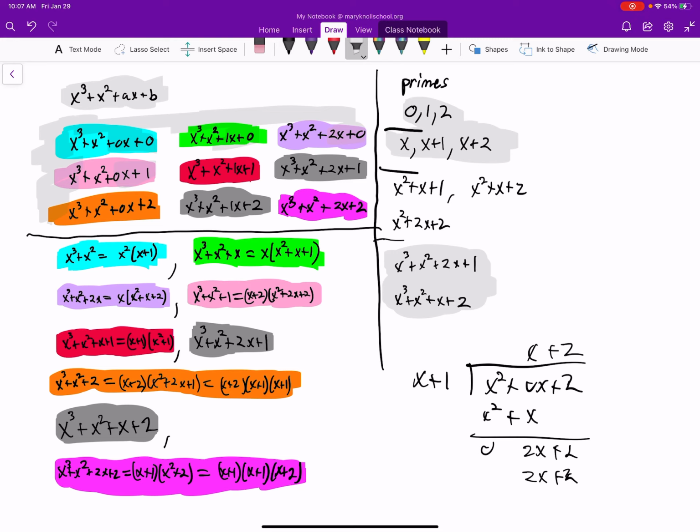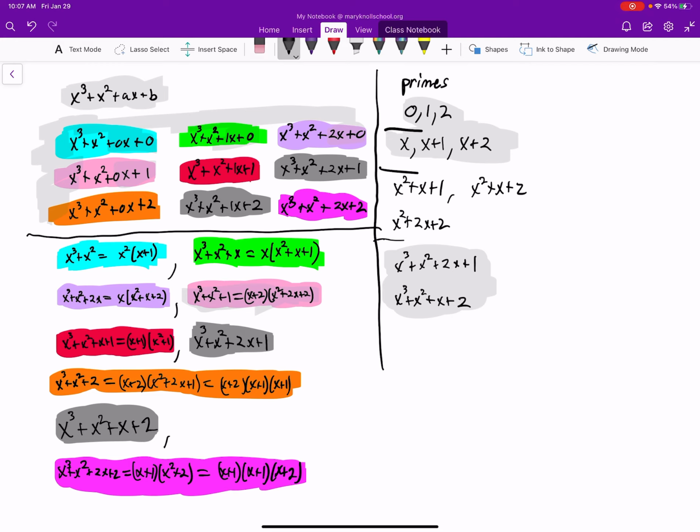So if it is divisible by one of them, let's say, for example, let's look at this one right here. Let's say it is divisible by one of them. Let's see what happens. So x squared plus 2x plus 2, and we're going to divide it by x plus 2. Okay, so what we do first is do an x squared plus 2x.